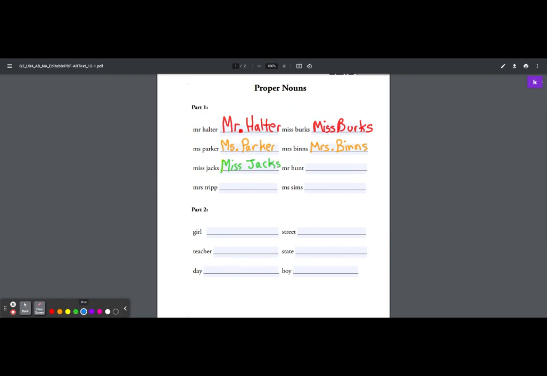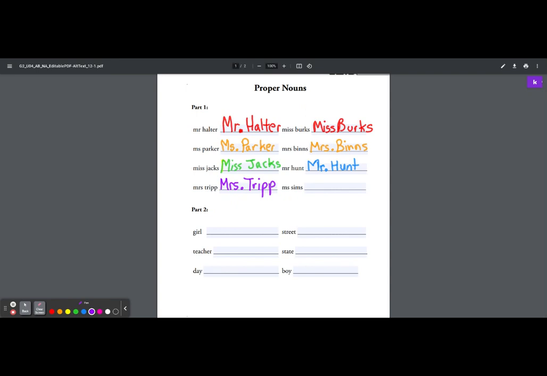Mr. Hunter. Mr. Hunter could be married or not because Mr. stands for both. So capital M, R, we do put the abbreviation period because Mr. is an abbreviation. And we put Hunter, capital H, U, N, T, E, R. Mrs. Tripp. Mrs. Tripp is married. Put a capital M, R, S for married, Mrs. And then we put a capital T, R, I, P, P.